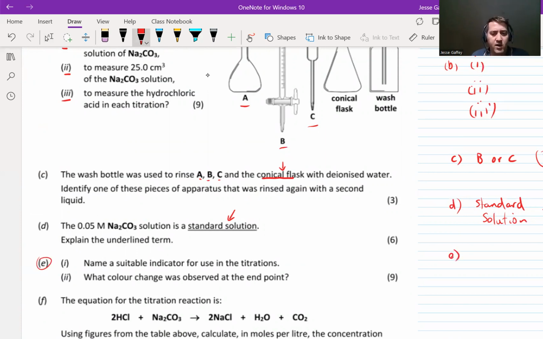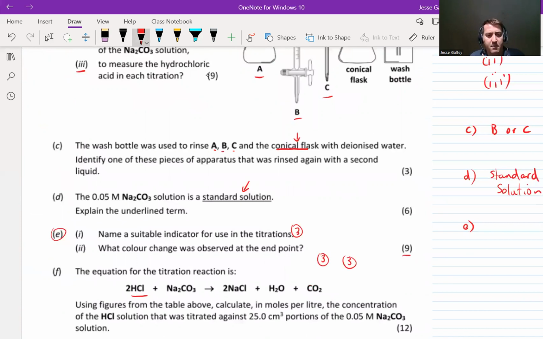Indicator, always something about an indicator. We've got 9 marks, so this is usually 3 for the name of the indicator and 3 for the color at the start and the color at the end. So here it says name a suitable indicator for this titration. What color change was observed at the end point? Here is the reaction, so you can see the chemicals, HCl and Na2CO3. What is the indicator used here?